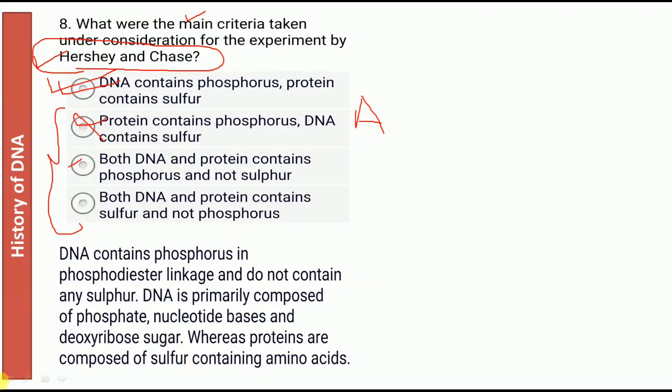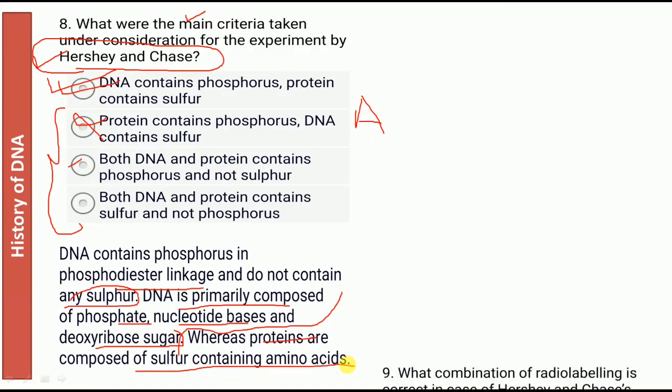Now, brief explanation. DNA contains phosphorus in phosphodiester linkage and does not contain any sulfur. You have to be clear with this. DNA is primarily composed of phosphate, nucleotide bases, and deoxyribose sugar. So these three components finally form the DNA. Whereas proteins are composed of sulfur containing amino acids.